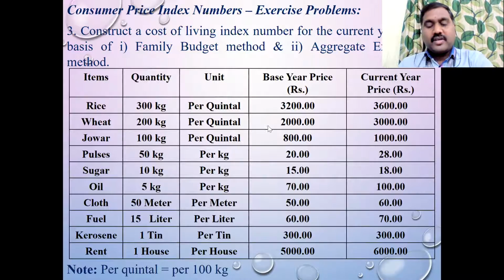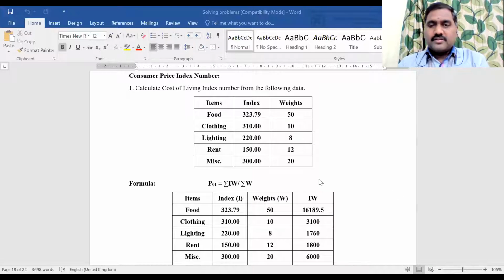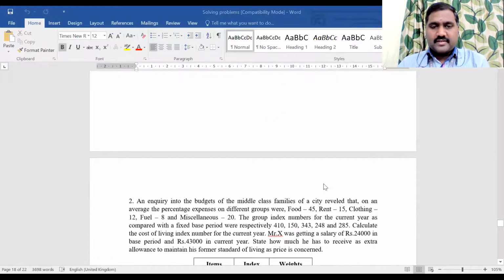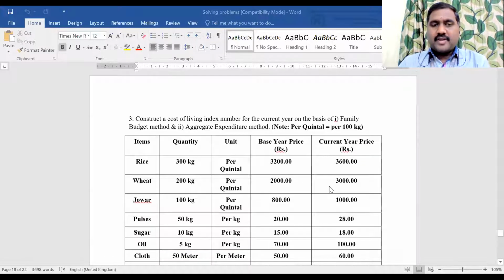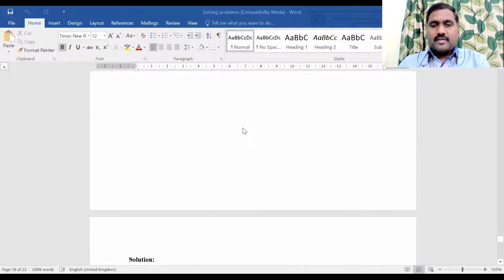We'll see. Okay, I'll stop sharing this PPT and I'll open the Word document. I think you can view the Word document, right? This is a problem that we worked out in the previous class. Now I'll move on to the third problem. This is the given value. Now I need to work out the problem. I need to find out which are Q0, Q1, P1, P0, and what are the things we need to find out. So I'm just copying the same table and putting it here.